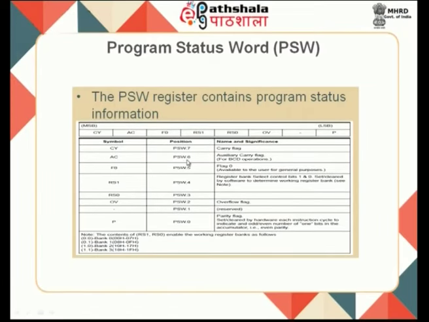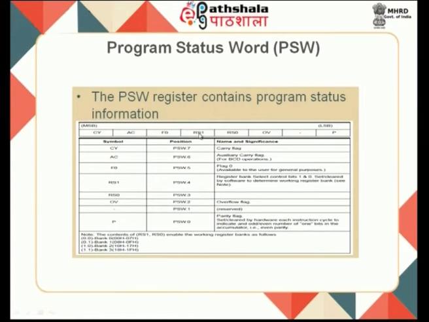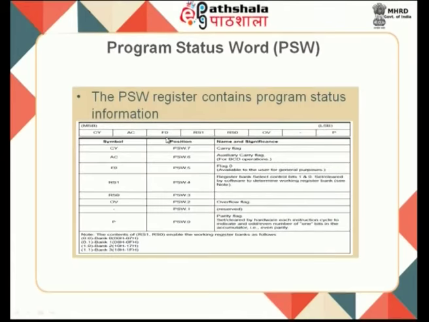The next bit is PSW.6, which is the auxiliary carry. If I am adding 2 numbers and there is an overflow at the 4th bit that comes as a carry over here, then there will be an auxiliary carry. The next is flag 0. When I am processing data, if the result is 0, then this flag will be set to 1. This is otherwise called the zero flag, and then we have the register bank.